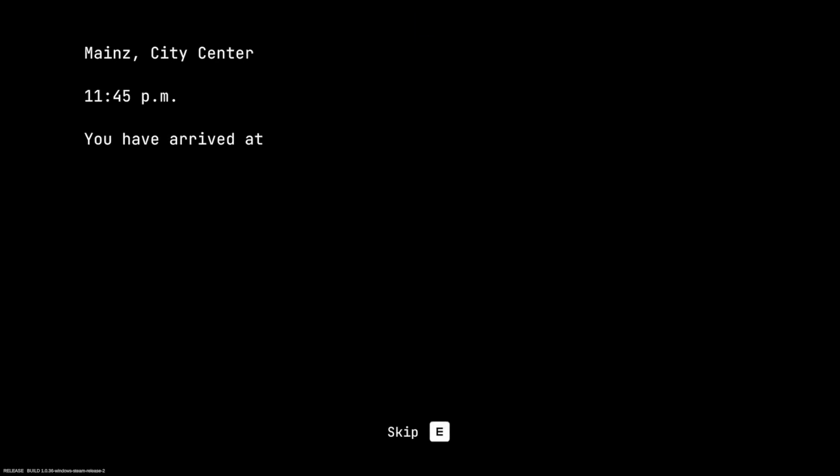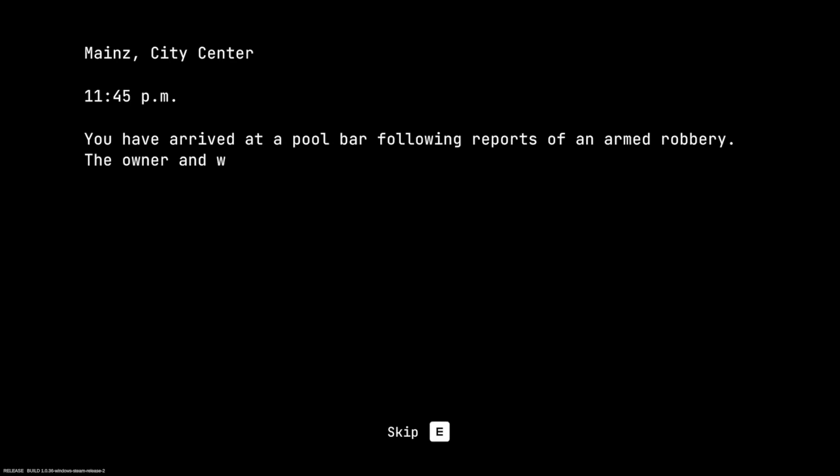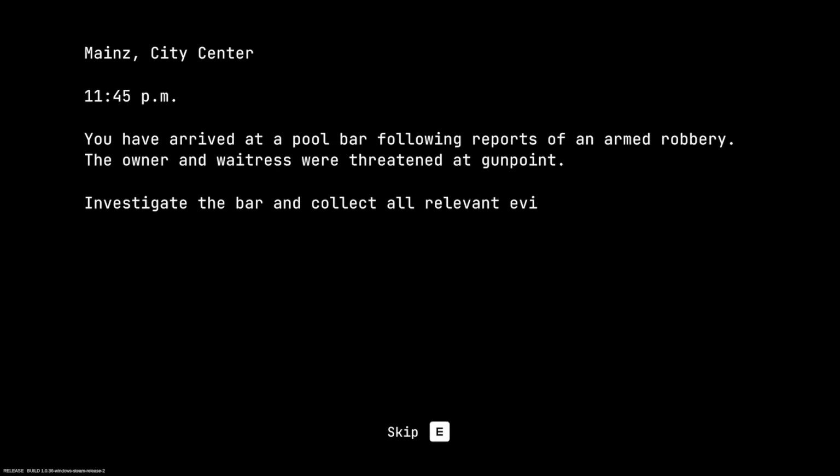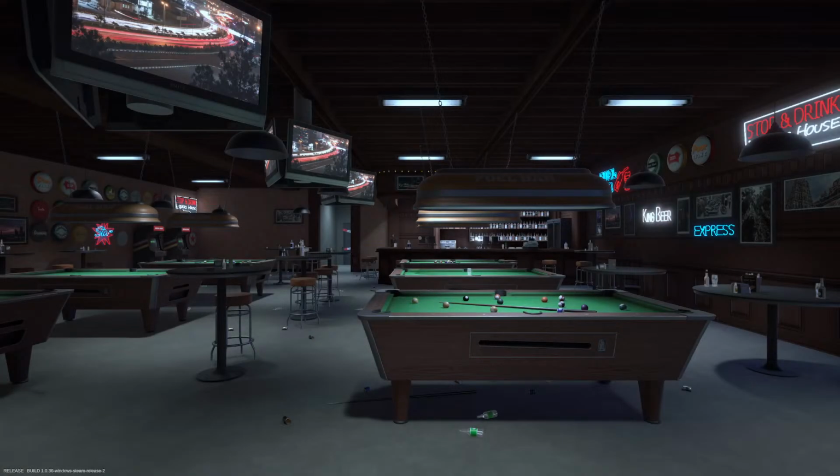Alrighty, 11:45 p.m. You have arrived at a pool bar following reports of an armed robbery. The owner and waitress were threatened at gunpoint. Investigate the bar and collect all relevant evidence. You got it, boss.